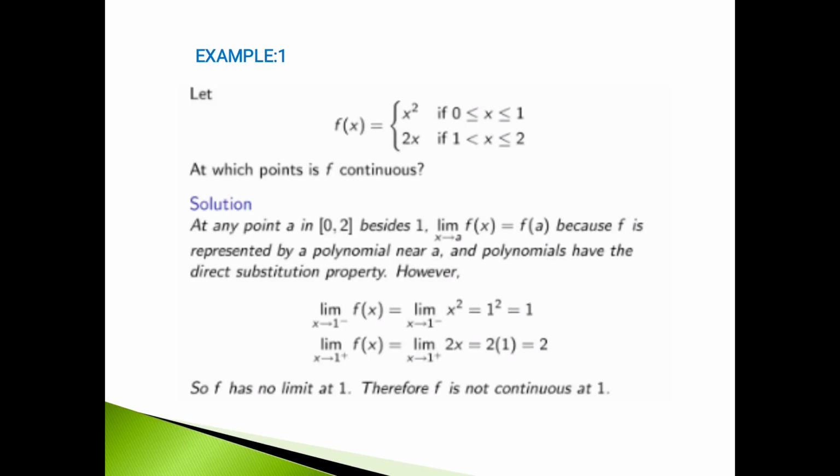Now, let us see example 1. Let us consider the function f of x, which is a double interval function. First interval: if 0 is less than or equal to x less than or equal to 1, the function is x squared.